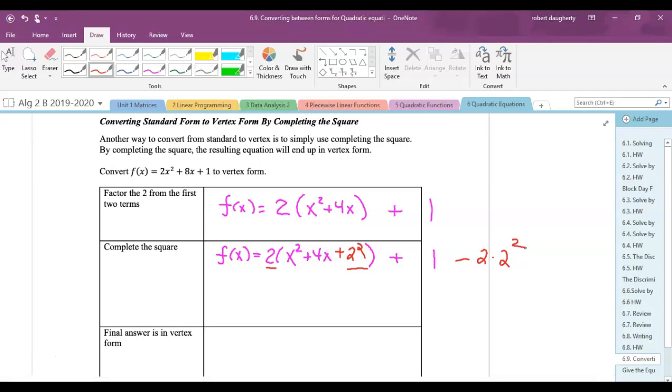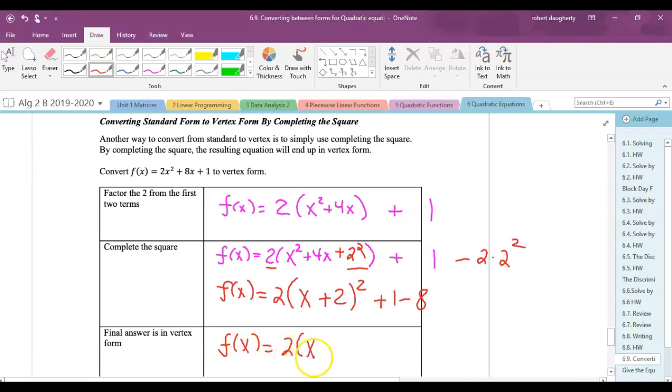So this becomes f of x equal to, what is inside the parentheses? That's what? Squared plus 1 minus 8. So my final answer is f of x equal to x plus 2 squared minus 7. Now, do you like that method or the other method for this one?